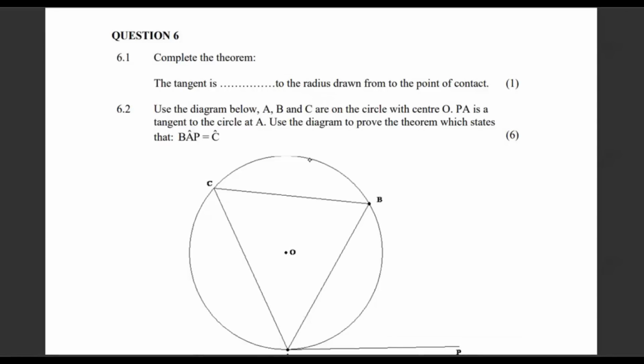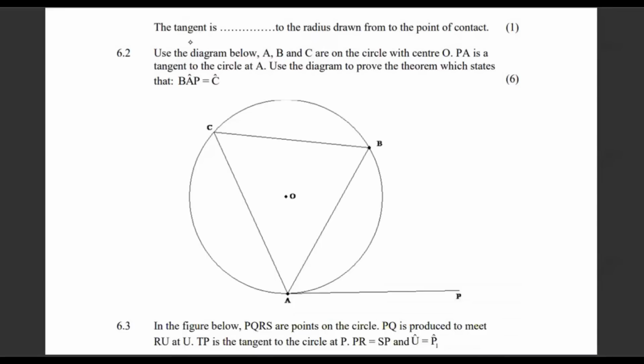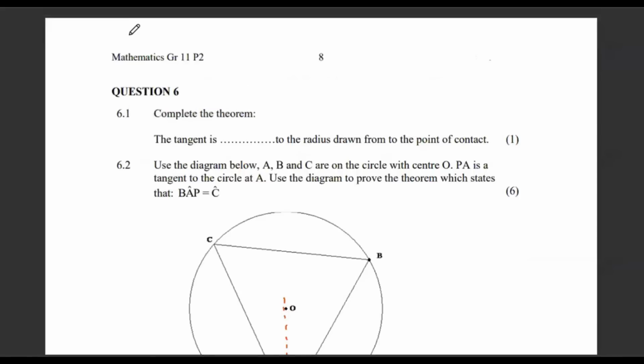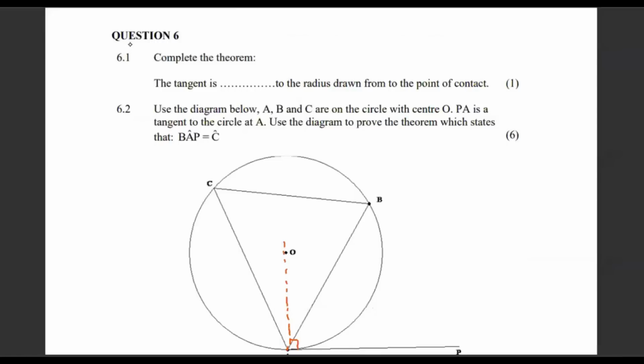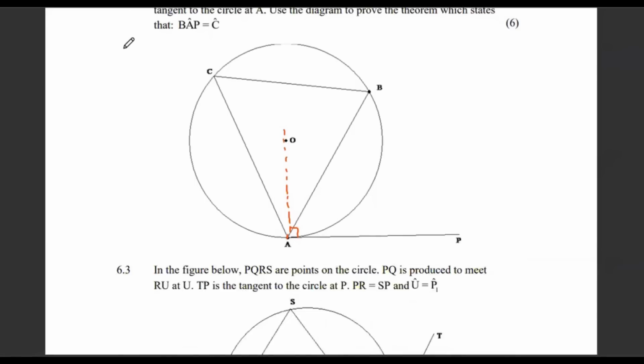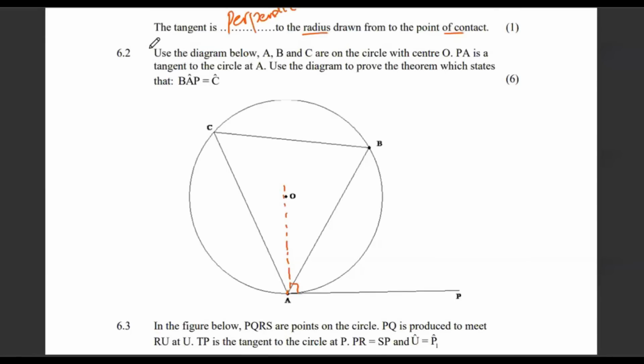So if we have, okay, let me use this drawing. The tangent and the radius must be perpendicular. We can't say anything else. So the tangent is perpendicular to the radius drawn from the point of contact. I think that's what the question wanted.